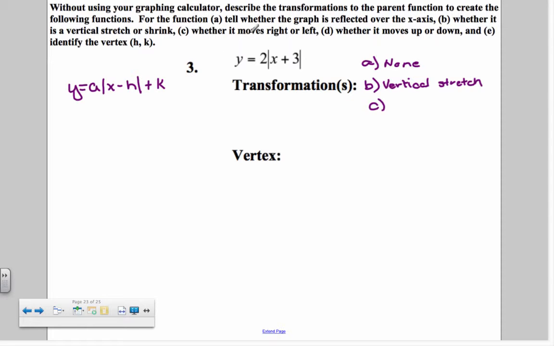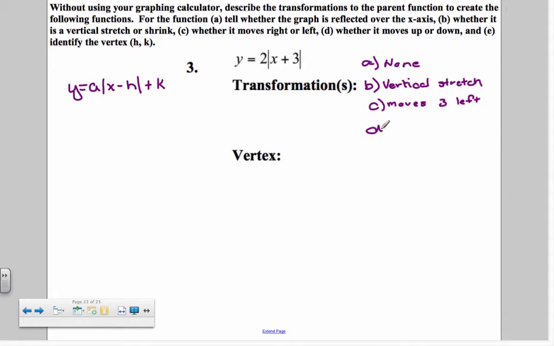C tells me whether I'm moving left or right. So for C, I have to look at my h. If you look at the equation here, it says x minus h. So we always have to think about h almost being opposite. I look at x plus 3 here, so this actually must be a negative 3, because when I plug it in here, the negative and negative will make this positive. So my h is a negative 3, which means I'm moving 3 to the left, or in a negative direction.